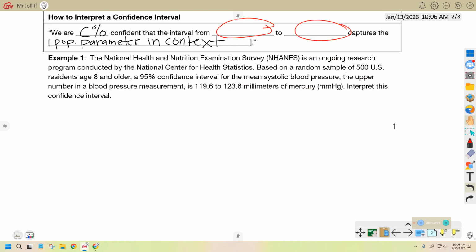All right, who wants to read example 1 for us? Thank you, Roy. Example 1. The National Health and Nutrition Examination Survey is an ongoing research program conducted by the National Center for Health Statistics. Based on a random sample of 500 U.S. residents aged 8 or older, a 95% confidence interval for the mean systolic blood pressure, the upper number on the blood pressure measurement, is 119.6 to 123.6 millimeters of mercury. Interpret this confidence interval.